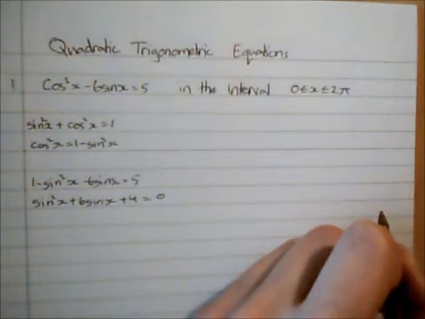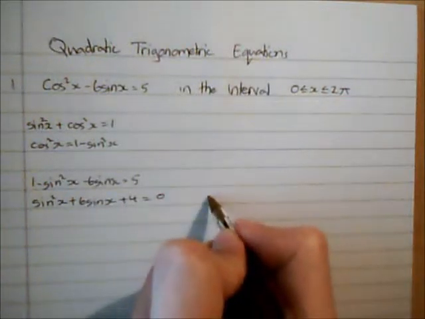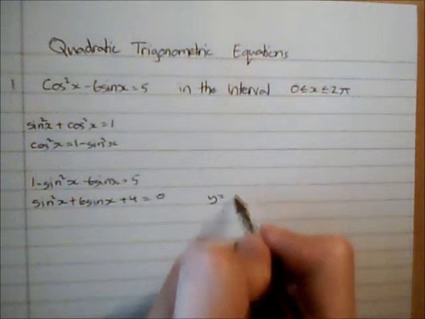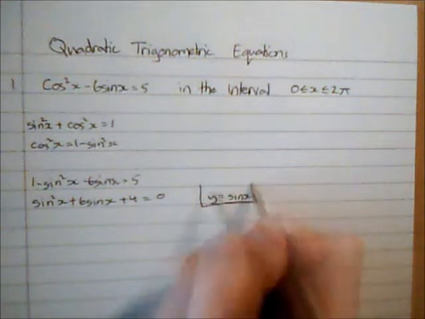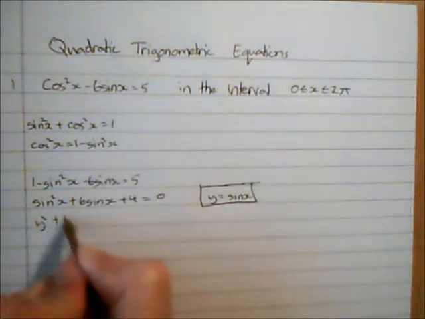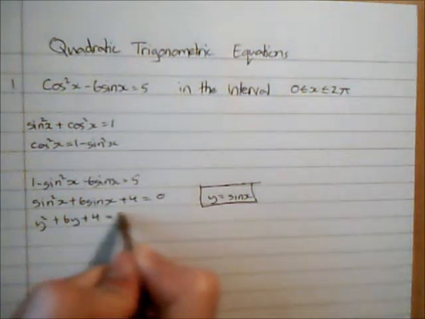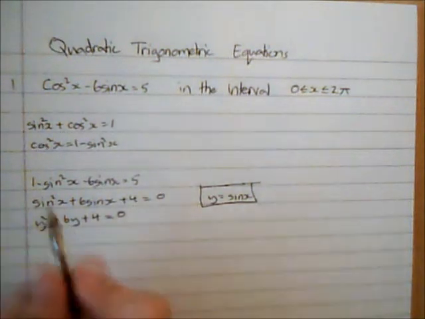and that gives me this. And I don't fancy trying to solve that at the moment, so I'm going to use a substitution to help me. Let y be equal to sine x for the minute. So now that just becomes y squared plus 6y plus 4 equals 0, and that's a lot easier. I'm more familiar with that. So let's go for it.